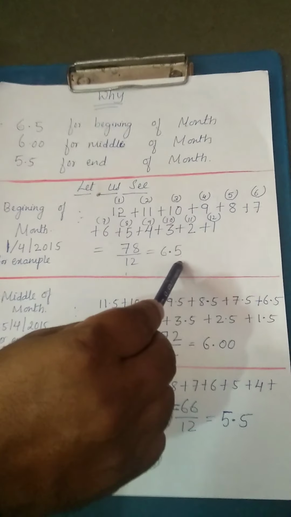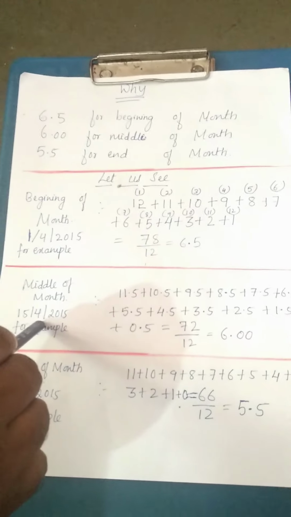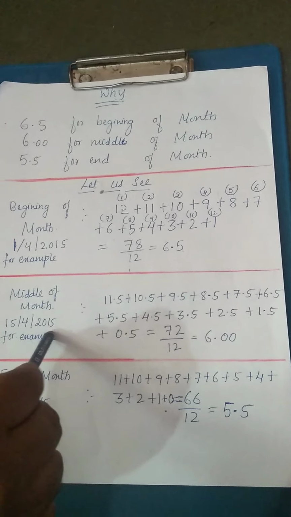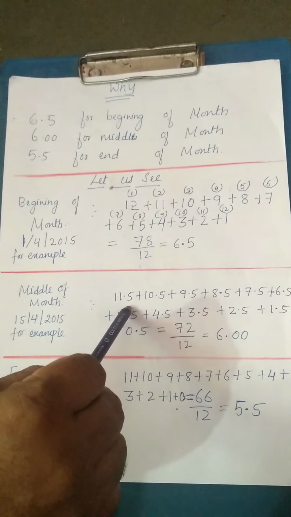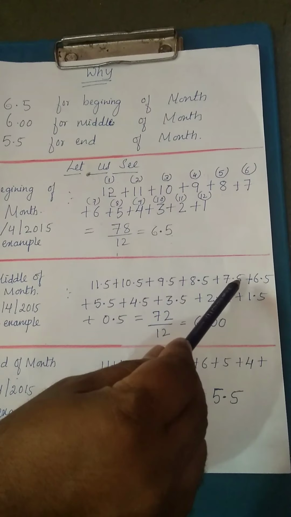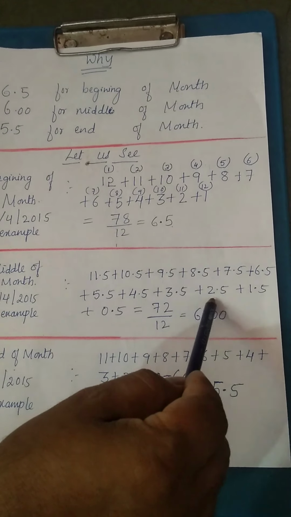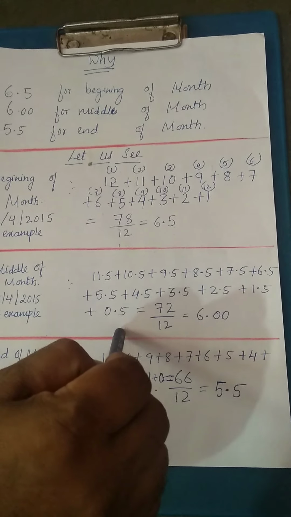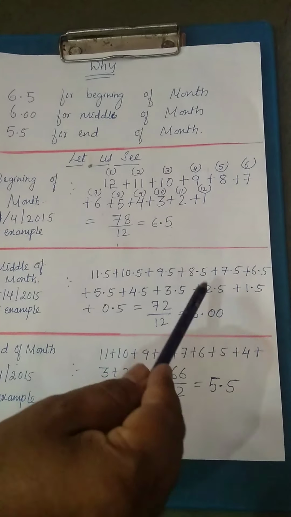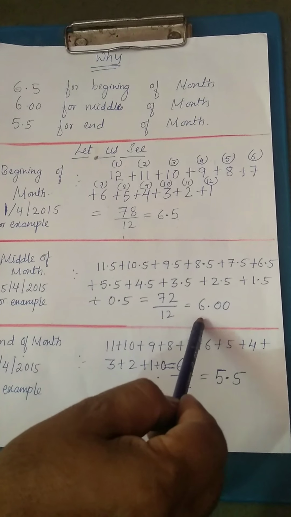equal to 6.5. If the partner is withdrawing regularly on the 15th of every month, for example 15/4/2015, the first month will be 11.5, then 10.5, 9.5, 8.5, 7.5, 6.5, 5.5, 4.5, 3.5, 2.5, 1.5 plus 0.5, which is equivalent to 72, divided by the number of months, 12, equal to 6. So you are supposed to consider 6.